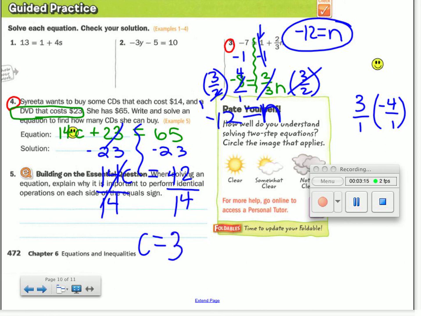3. And what is this that we found? 3 what? CDs. Yeah, so she bought 3 CDs. That's what she was able to buy with her $65.